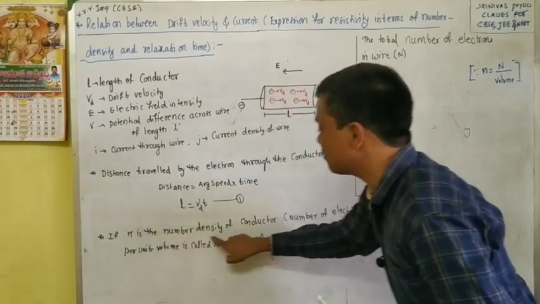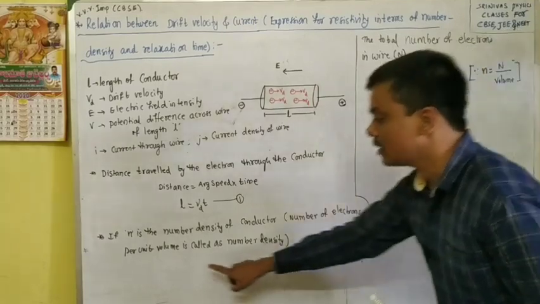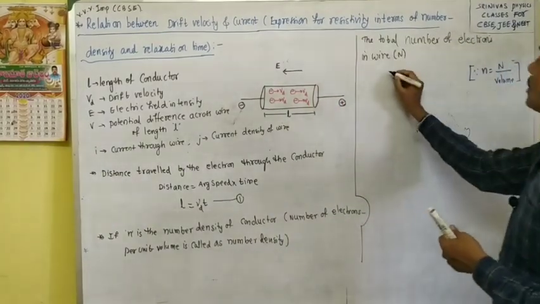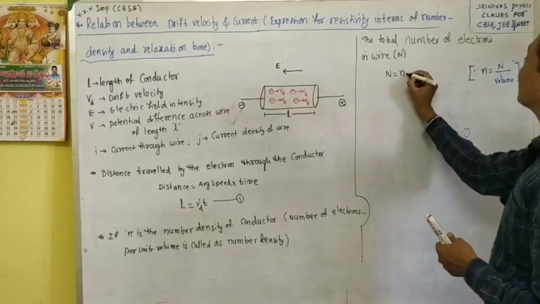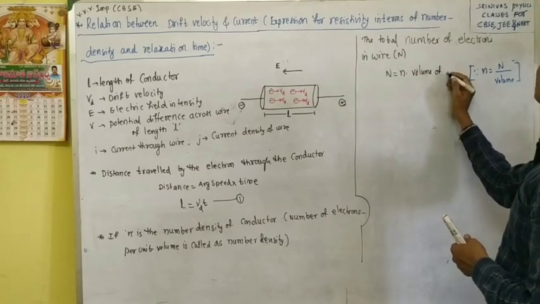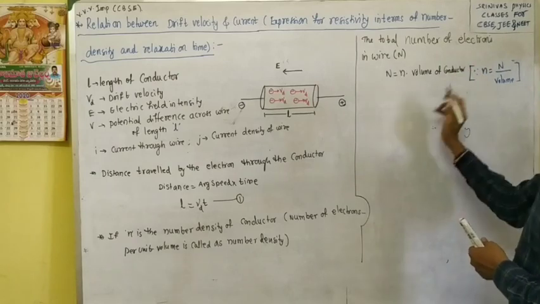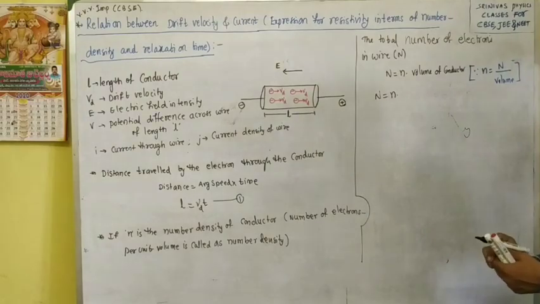If small n is the number density of the conductor, number density means number of electrons per unit volume, capital N by V. I want the total number of electrons. From this, total number of electrons is equal to number density into volume of conductor, right? Now, capital N is equal to number density small n into volume of conductor. What is the volume of conductor?